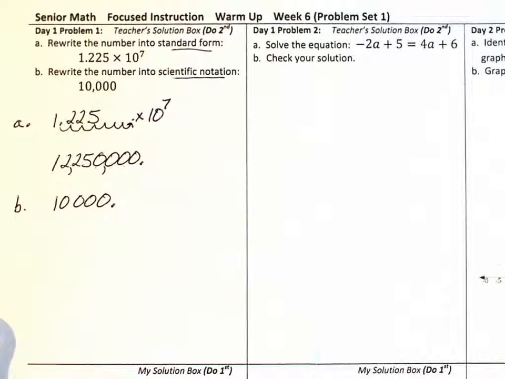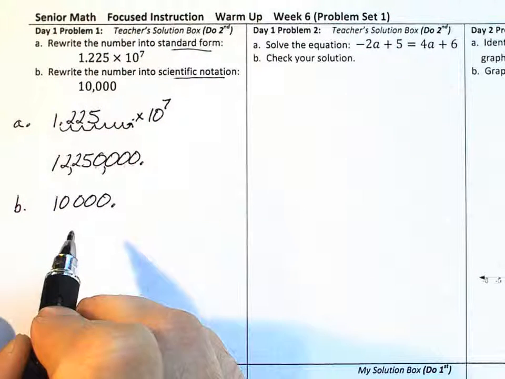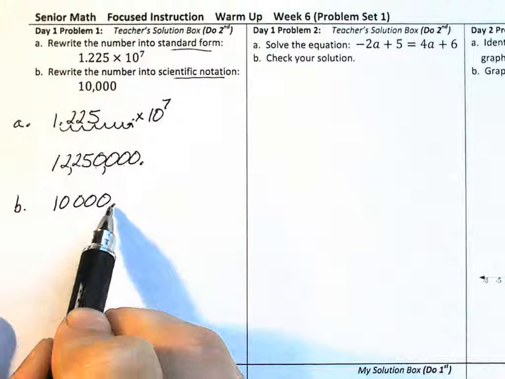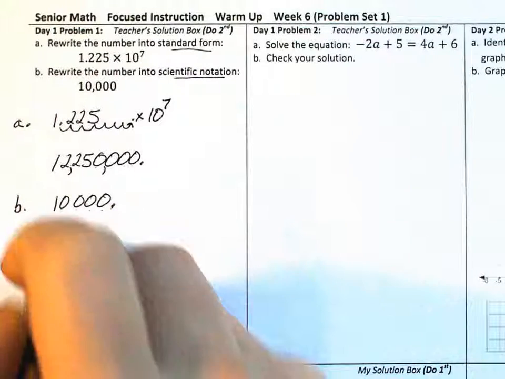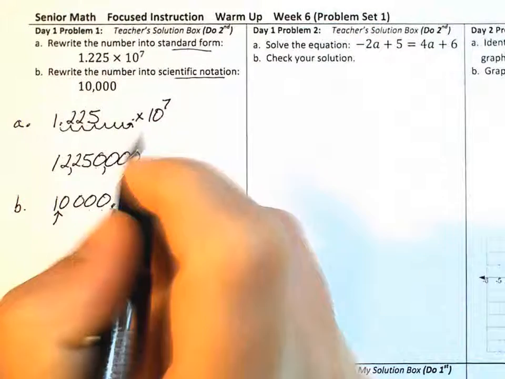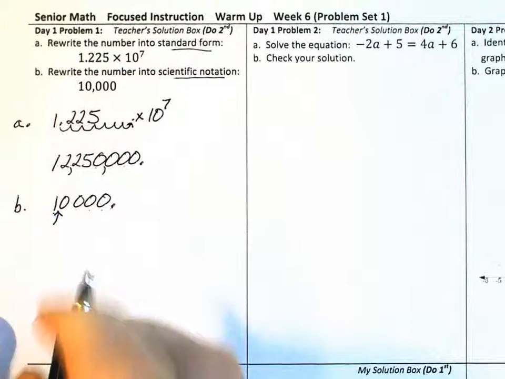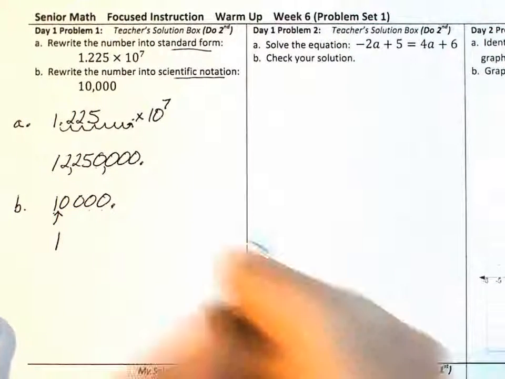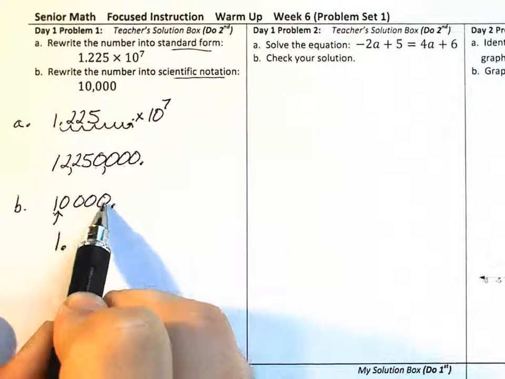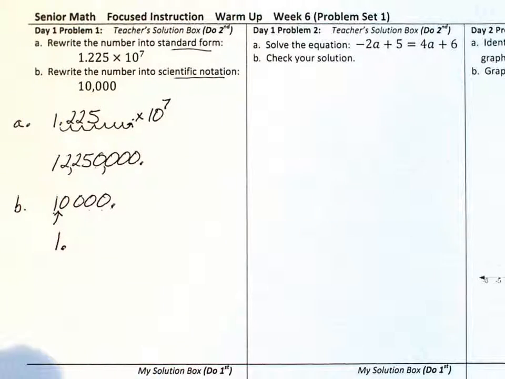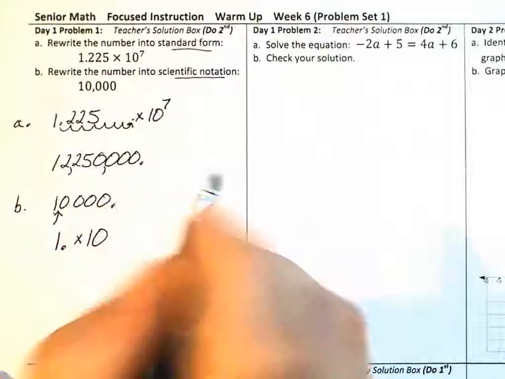Question B, we have 10,000 with a decimal point at the very end, and we're asked to write this as scientific notation. In scientific notation, there will be one non-zero number to the left of the decimal point. Right now, there are several numbers to the left of the decimal point. But if we move the decimal point here, then there will be only one number to the left of the decimal point. So 1, and then the decimal point. Now, all of these zeros can be eliminated. That's what saves you time when you write scientific notation.